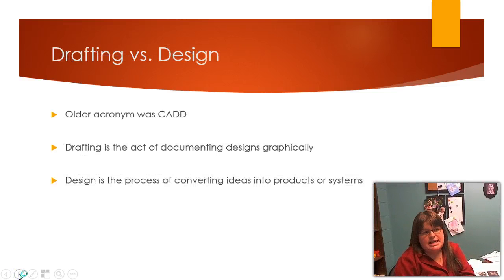So drafting versus design. Typically in the olden days, we had an older acronym of CADD for Computer Aided Drafting and Design. Anymore, it's just shortened to CAD. And the D stands for both drafting and design. Drafting is the way that you document those designs in a graphical format. That's what drafting is. Design is that process of converting those ideas that you might have in your head into actual products or systems. It used to be that there was a design engineer and then a draftsman. Those were two different people doing two different jobs. Now, you're going to have one person that does both of those jobs.